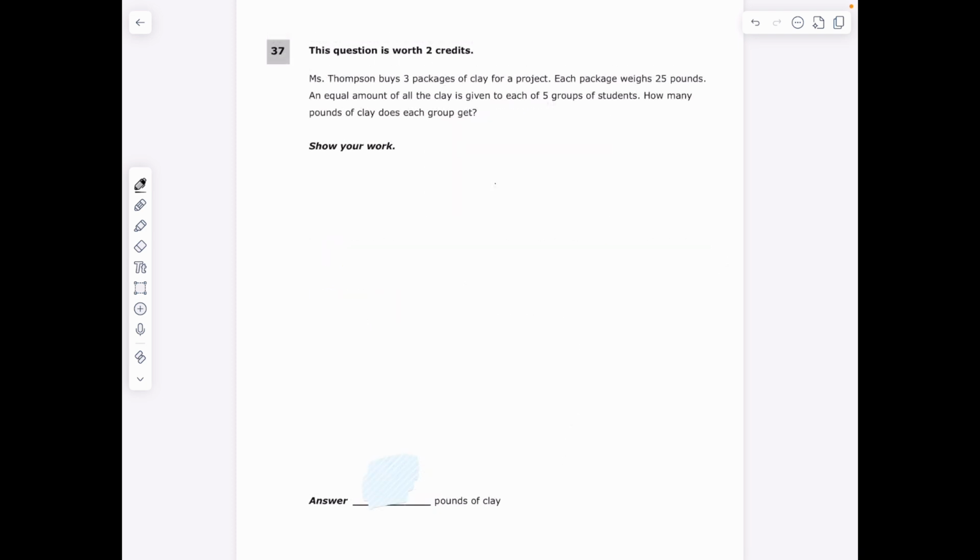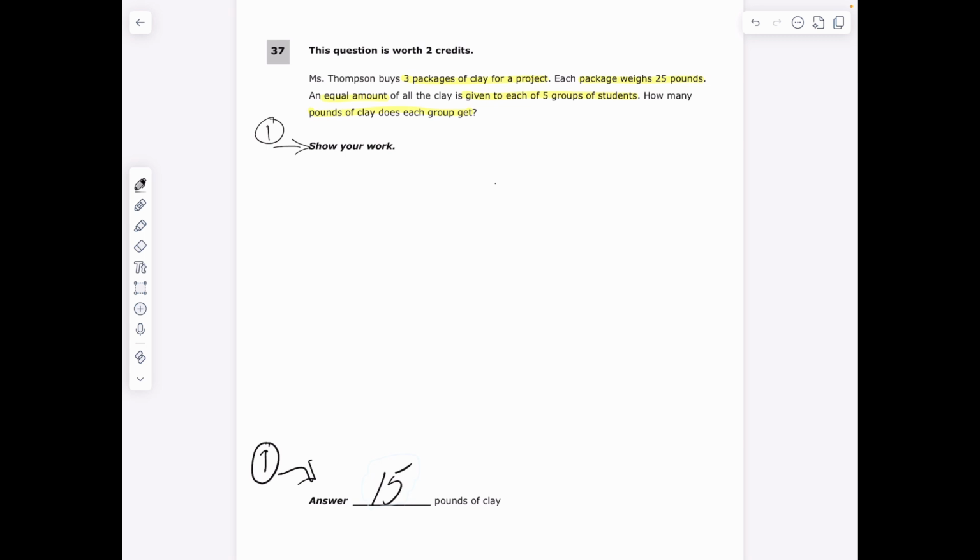Here's our last. Nope, I think this is the last 2-point problem. Ms. Thompson buys 3 packs of clay for a project. Each pack weighs 25 pounds. An equal amount of clay is given to all 5 groups of students. How many pounds does each kid get? Well, there's a lot of stuff happening in this problem. So you get 1 point for showing your work and 1 point for answering that final question of how many pounds of clay, which is 15 pounds. So how are we going to get there? So give yourself 1 point if you got the 15 pounds.